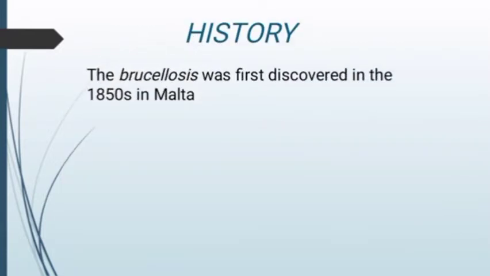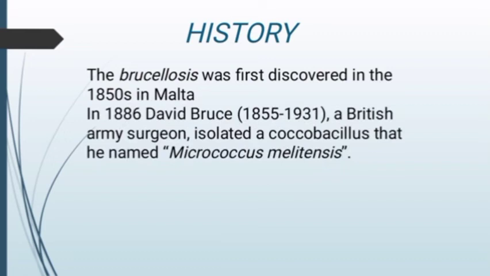First of all, history. Brucellosis was first discovered in 1850 in Malta. In 1886, David Bruce, a British army surgeon, isolated a coccobacillus that he named Micrococcus melitensis.